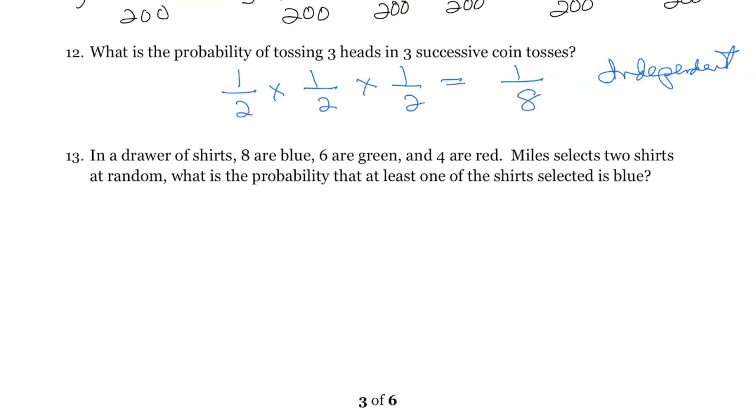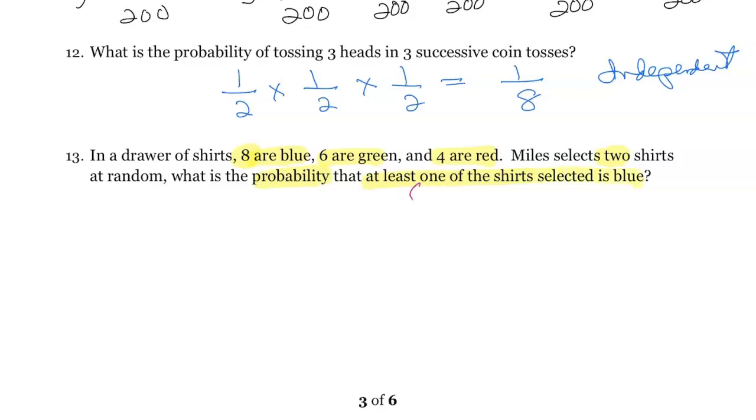In a drawer of shirts, 8 are blue, 6 are green, 4 are red. Miles selects 2 shirts at random. What is the probability, I need a denominator, that at least one of the shirts selected is blue?